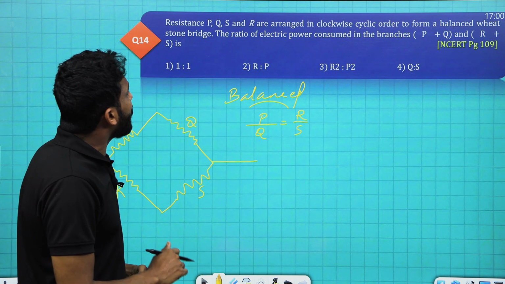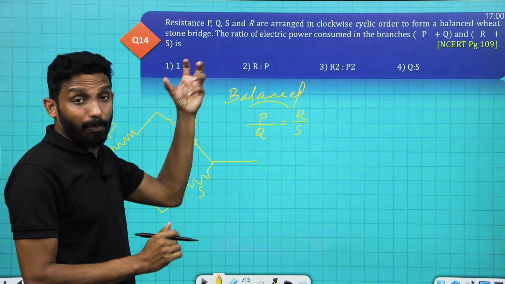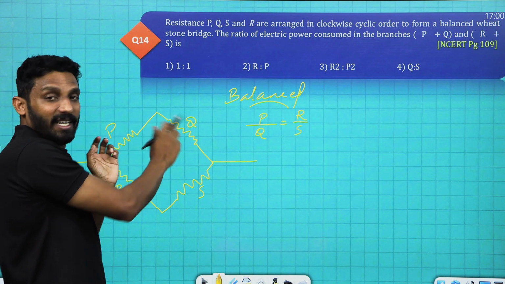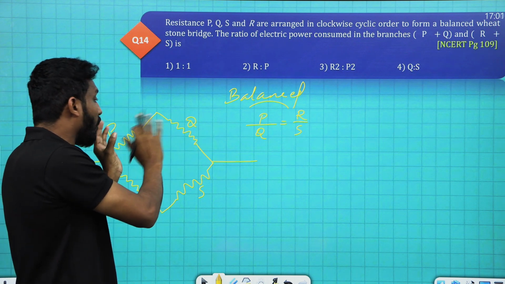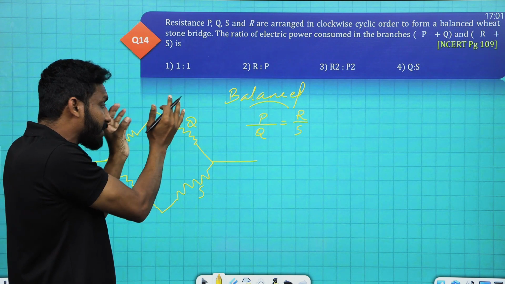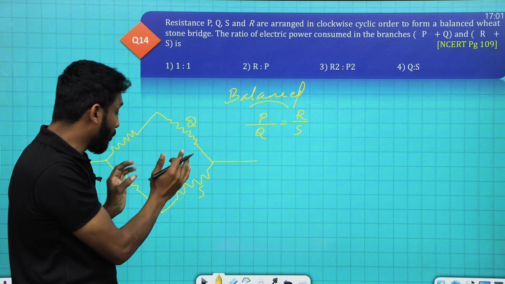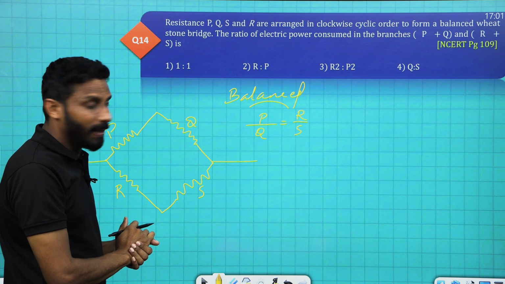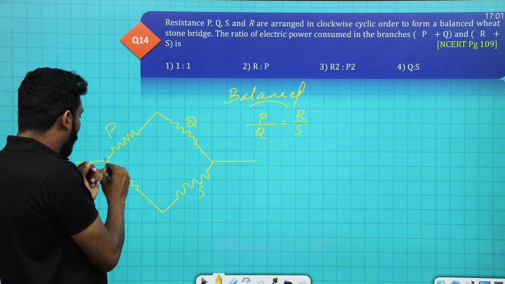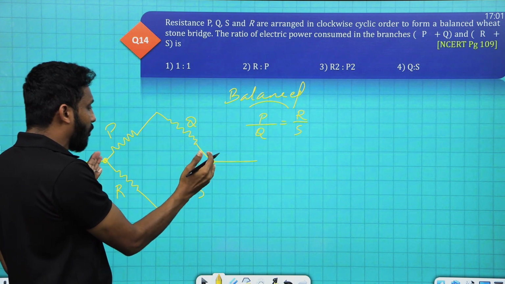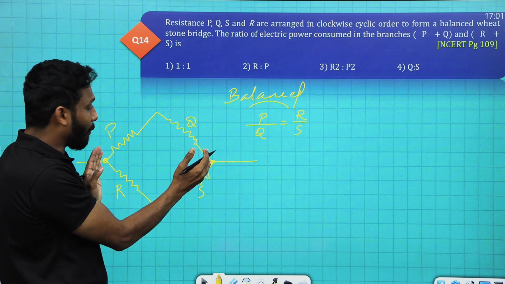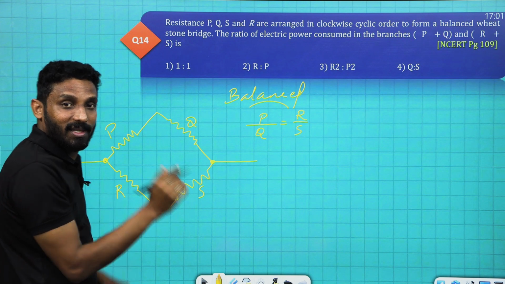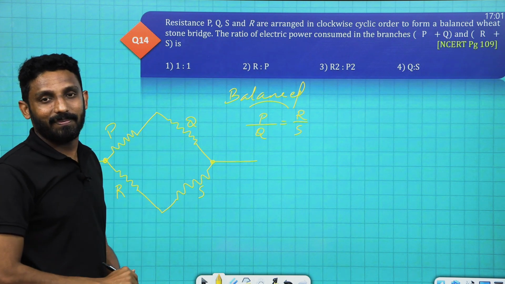Now the question asked is regarding the ratio of power across P plus Q. This is a series combination. So the power consumed across P plus Q to the power consumed across R plus S is asked. See, between these 2 points, the potential difference will be fixed. So the potential difference applied across P plus Q and R plus S is the same.